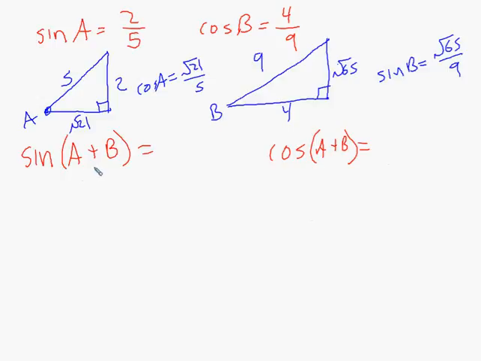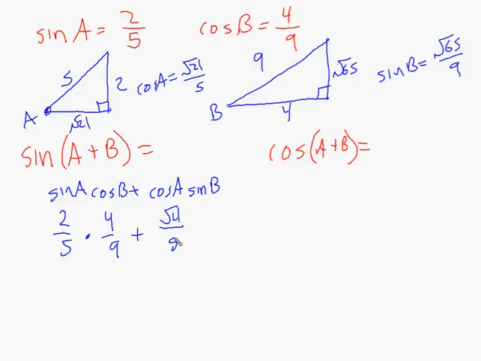Now I use my sum formula. What's my sum formula? Sine A cosine B, plus, sorry, cosine A sine B. And now I put each of these in. What's the sine of A? 2/5. What's the cosine of B? 4/9. Plus, what's the cosine of A? Cosine of A is root 21 over 5. What's the sine of B? So root 65 over 9.